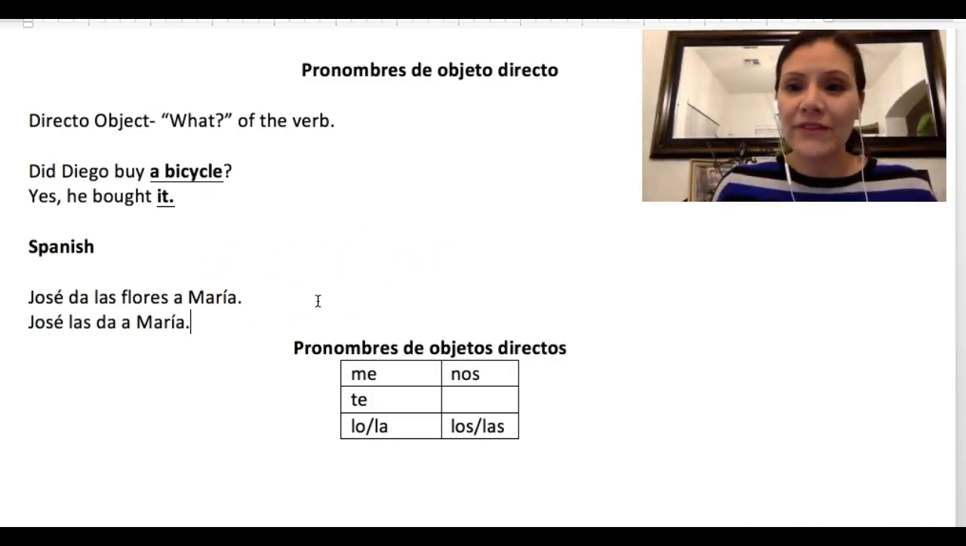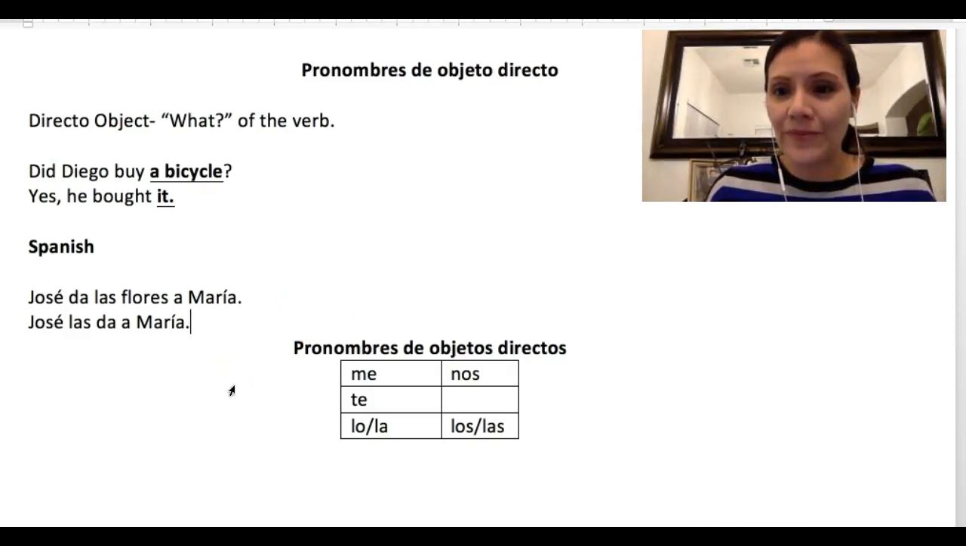I hope this helps clarify the use of this direct object pronoun and how it helps us reduce redundancy.